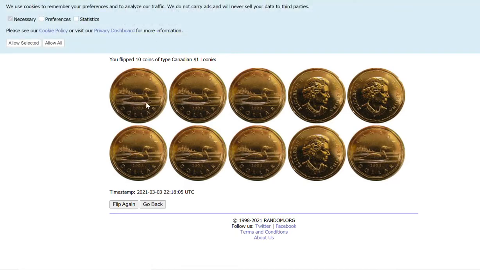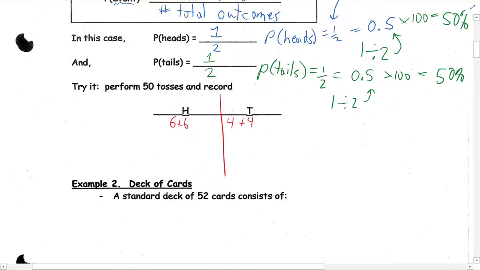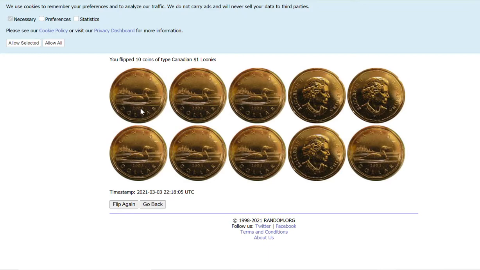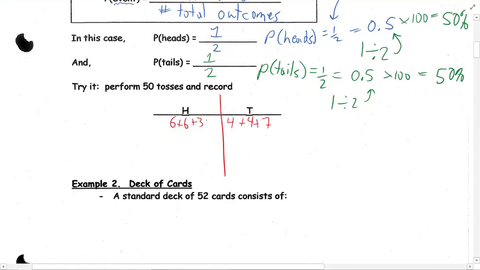And so now we have 1, 2, 3, 4, 5, 6, 7 tails. So I'll fill that in. We have 7 tails, and then that means there has to be 3 heads to make it 10. So I'll go flip it again, flip again. And so now I have 1, 2, 3, 4, 5. 5 tails, so it'll be 5 and 5. And I'm going to do this one more time.